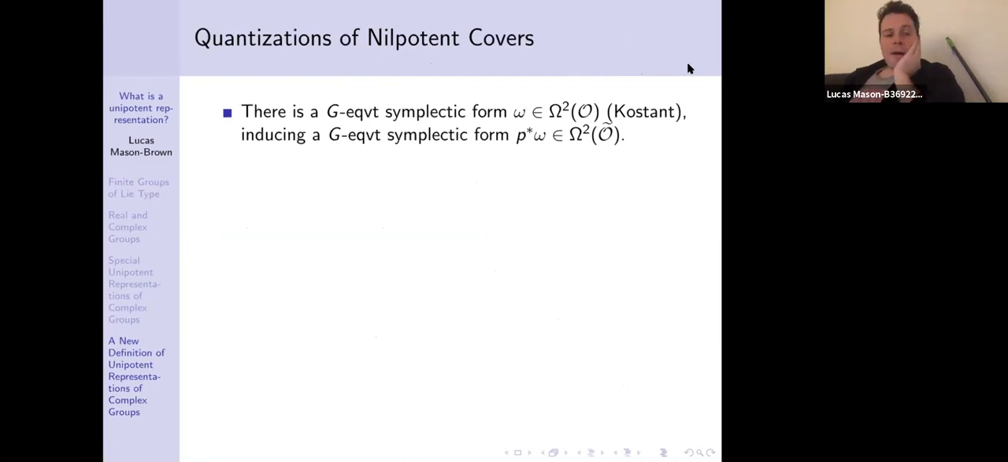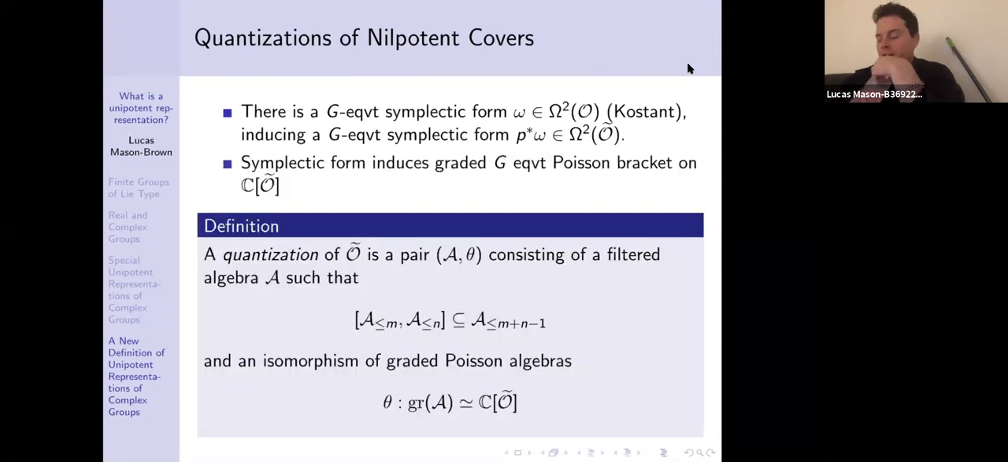So an important fact about these covers is that they have natural G-equivariant symplectic forms. You just take the symplectic form on the nilpotent orbit and you pull it back along the covering map. And if you look at the ring of functions on the cover, this symplectic form induces a graded Poisson bracket on the ring of functions. And so it makes sense to talk about filtered quantizations of these coverings, or rather their affinizations.